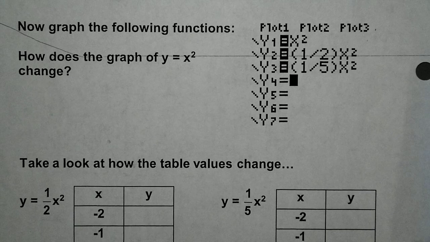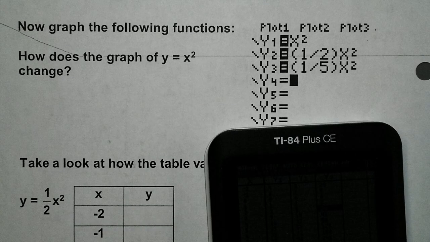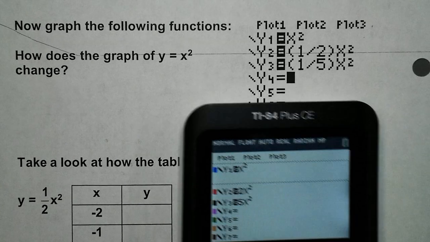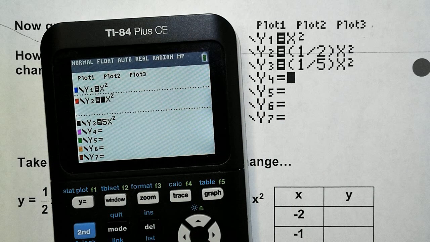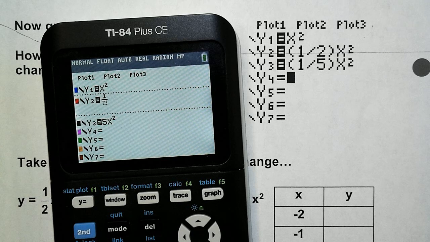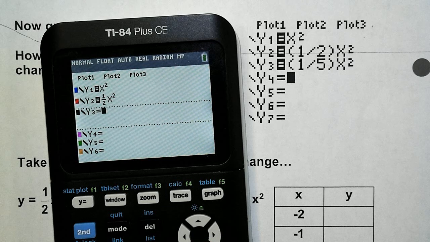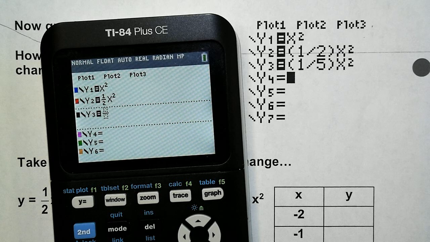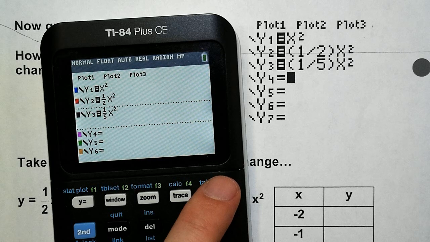All right, on the next example, it says now graph the following functions: y equals x squared, and then 1/2 x squared and 1/5 x squared. So let's go to y2, and instead of 2, let's change this into 1/2 x squared, and let's change this one into 1/5 x squared. Now let's hit graph and see what happens.